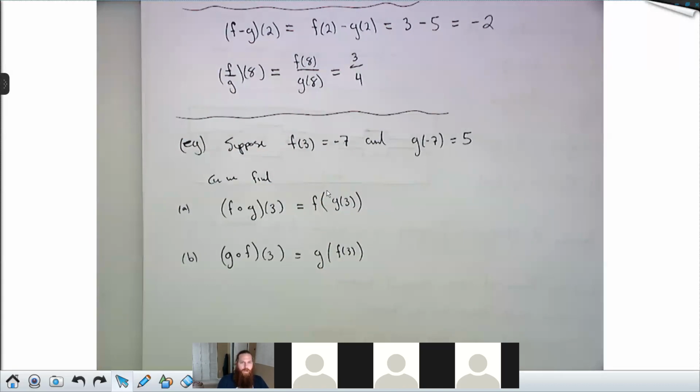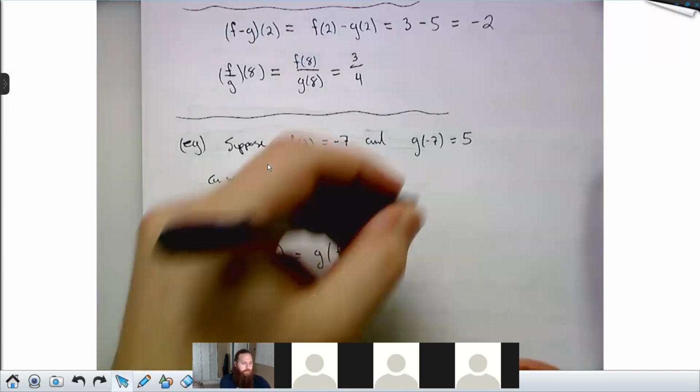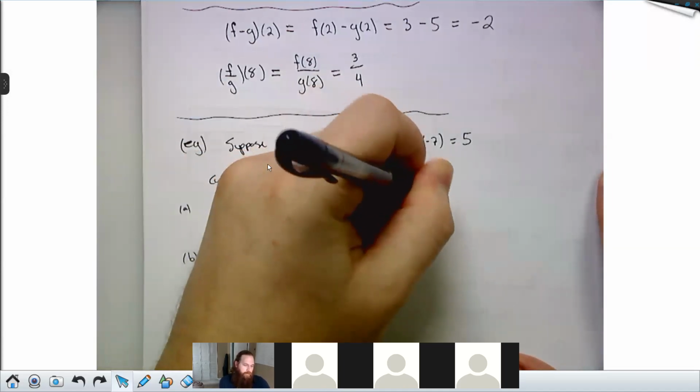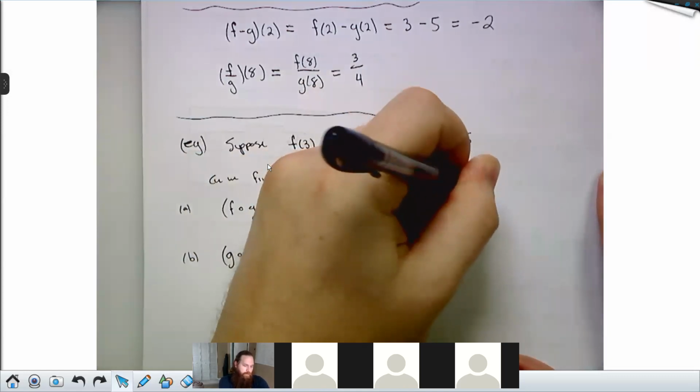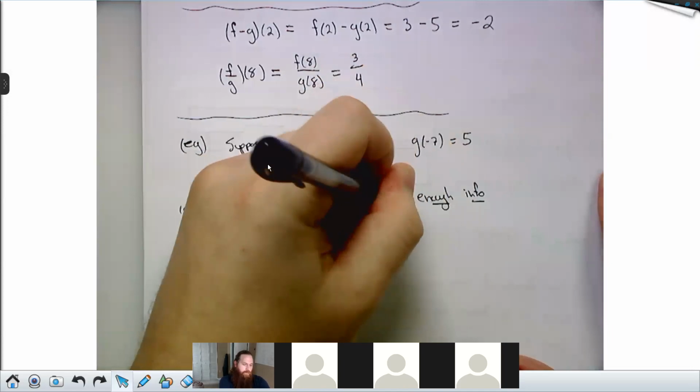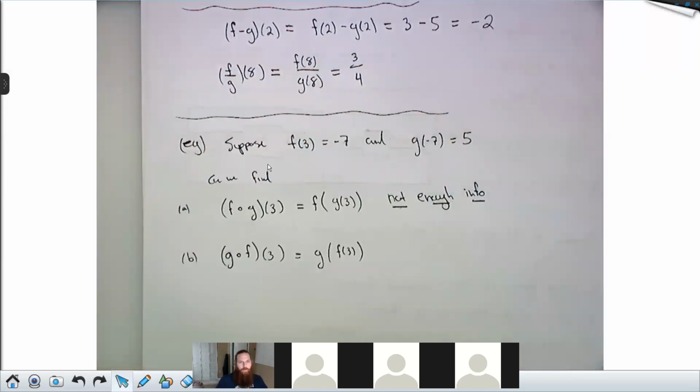To get started on part A, I would figure out what g of 3 is, and then try to plug that into f. But I don't know what g of 3 is. So not enough info is given for this. In other words, you work from the inside out here, right? We have to figure out what g of 3 is and then figure out what f of that would be. But all I know is that g of -7 is 5 and f of 3 is -7. So this one, I can't figure out.